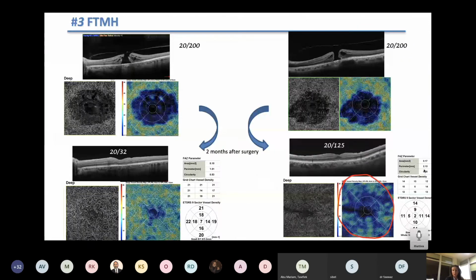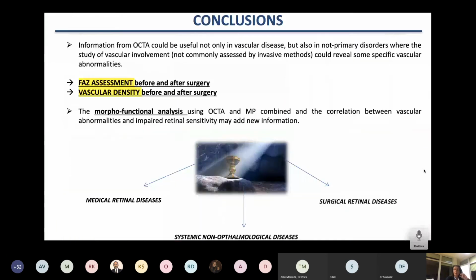Preoperative diameter and the visual acuity, but we can see that 2 months after surgery, a correct recovery of retinal layers is evident, but we have a very different outcome. And the macular hole with the worst postoperative visual acuity had the lower vessel density.